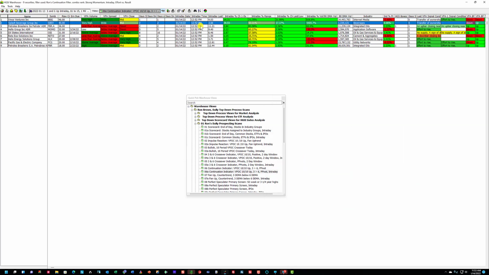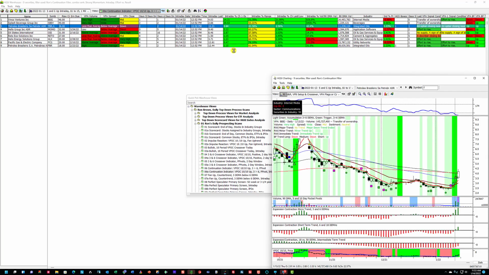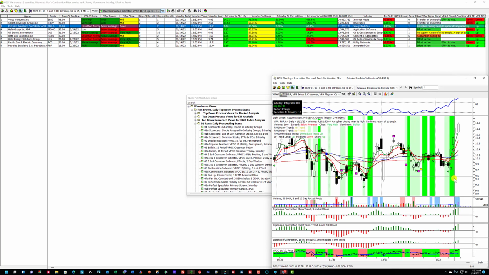Let's see if I can find a stock that's a little more expensive here. These are all pretty inexpensive, but here we go. Here was the pocket pivot yesterday. There's a pocket pivot today also. These are volume pocket pivots. They're not true pocket pivots which occur down here.